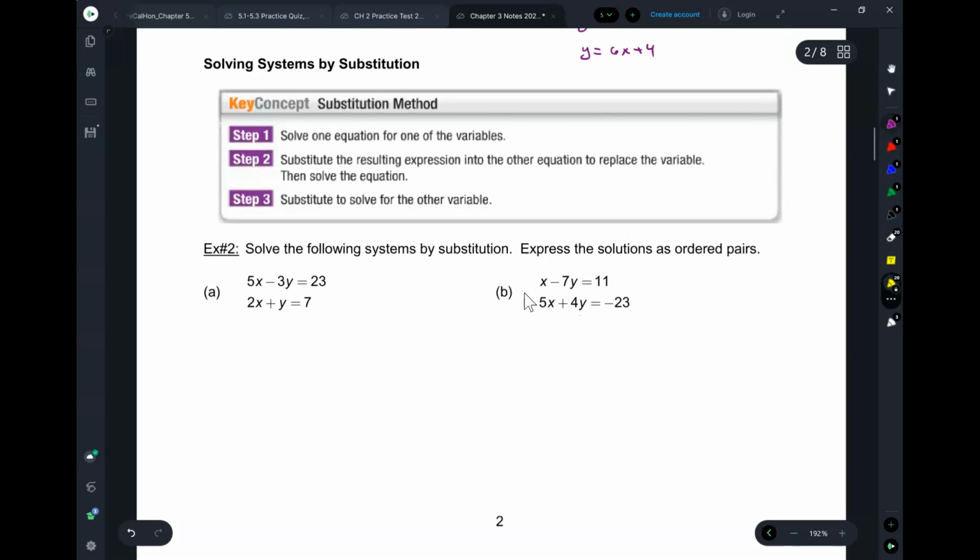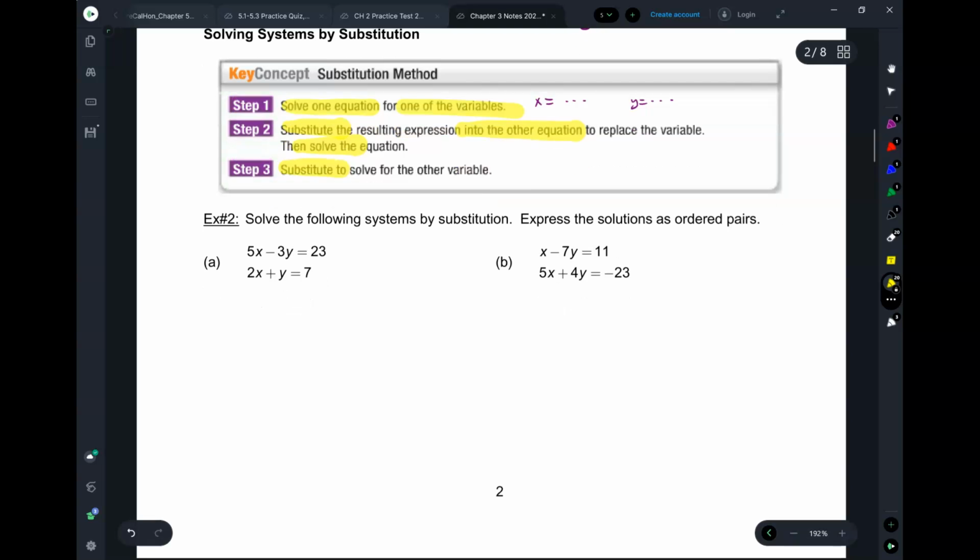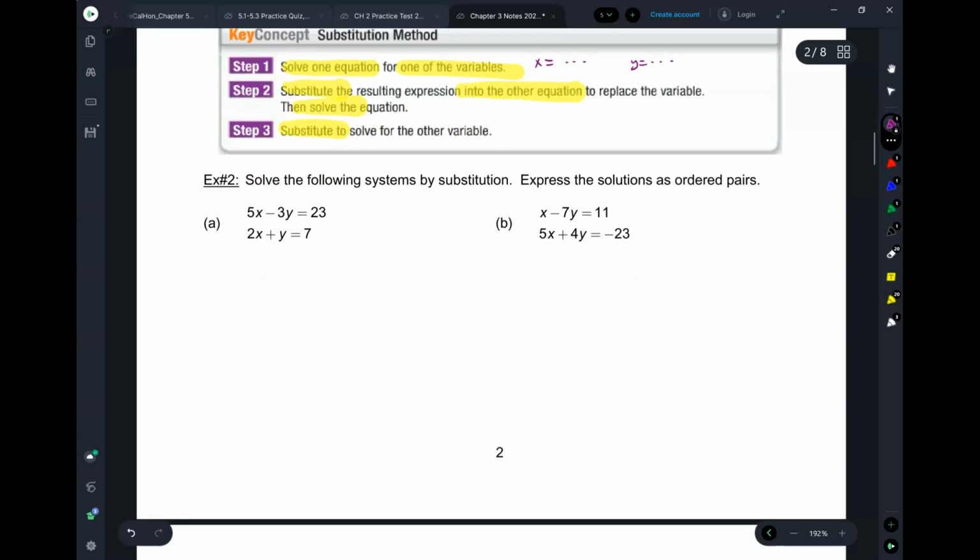First, we're going to do the substitution method. To do this, solve one equation for one of the variables. That means you're either going to do x equals something or y equals something. Substitute into the other equation to replace the variable. And then once you solve that one, you substitute again to solve for the second variable. So let's just do one.